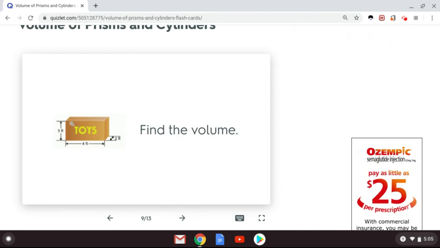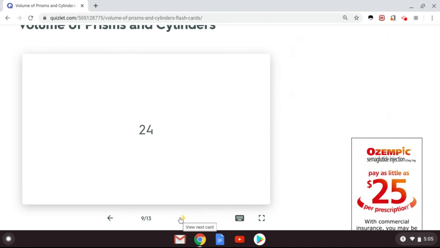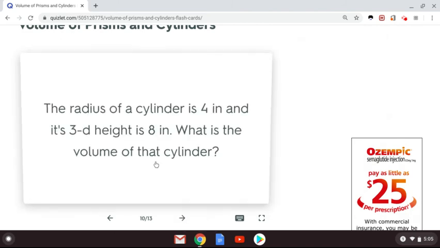Here, same thing. Now in this case, I actually made it a little bit easier since it gave you all the correct dimensions that you need in order to find the volume. So you would go ahead and multiply everything because it gave you the length, the width, and the height. So this is 12 times 2, which would be 24.